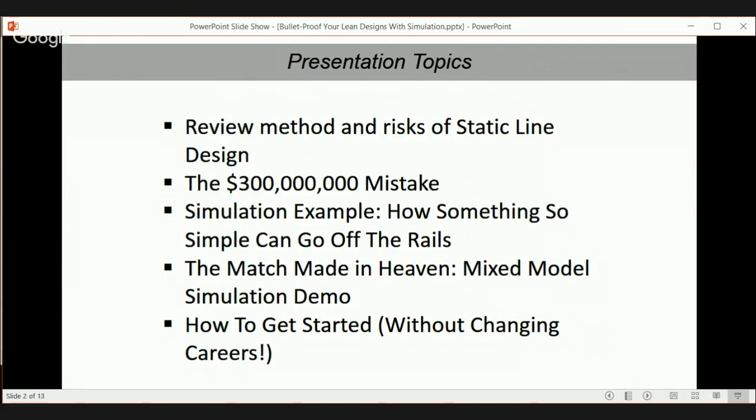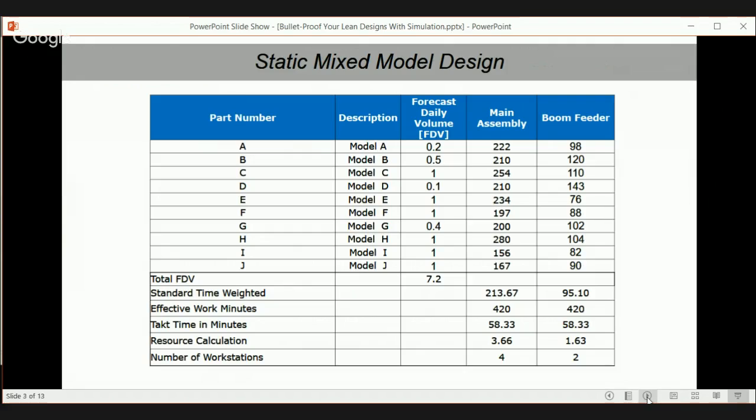So, mixed model simulation demo. We're going to actually get into the tool itself, a tool, let's say one of many. But this is where the risky part comes in, when we try to switch back and forth and show you this live. And then we have, once you've heard this, how to get started. What could you do to use some of these tools without having to become a total simulation professional and change your careers? Because that's probably not going to happen to most of us. So that's the agenda. Let's get going.